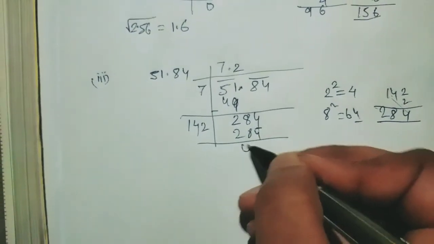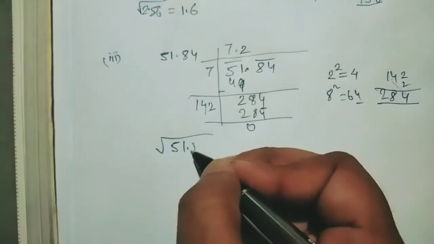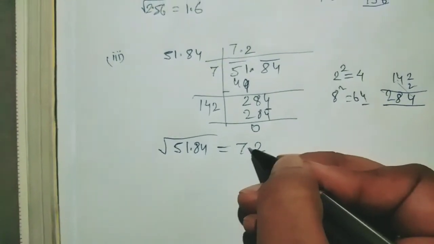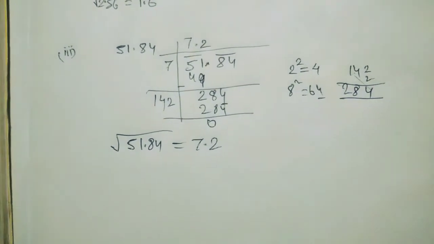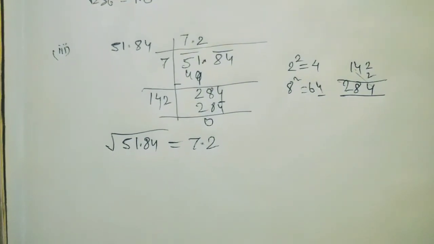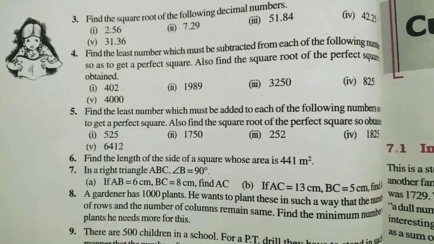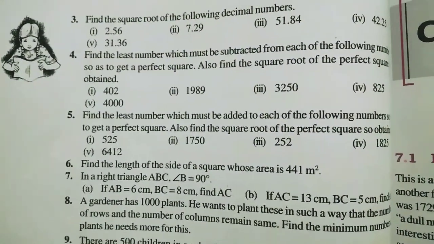Okay, now 0. So what is the square root of this? 5184. The square root of 5184 is what? 7.2. Very easy process. So in this way you can solve the square root of a decimal number by using the long division method. Understood? So up to question number 3 I have shown you. So all the questions number 1, 2 and 3, all the remaining questions are your homework. Okay, thank you.